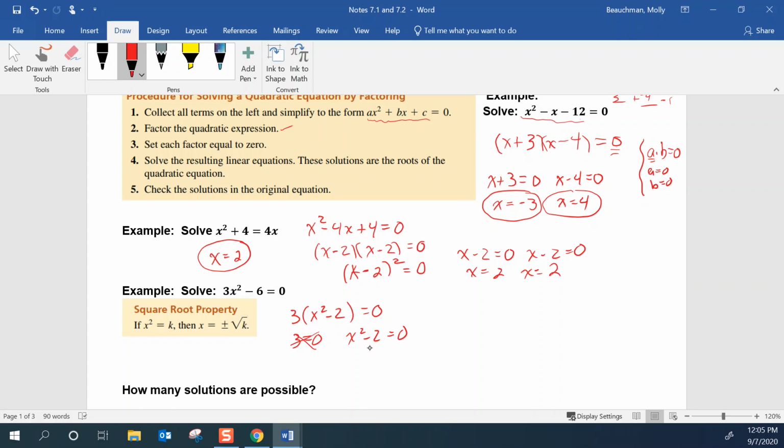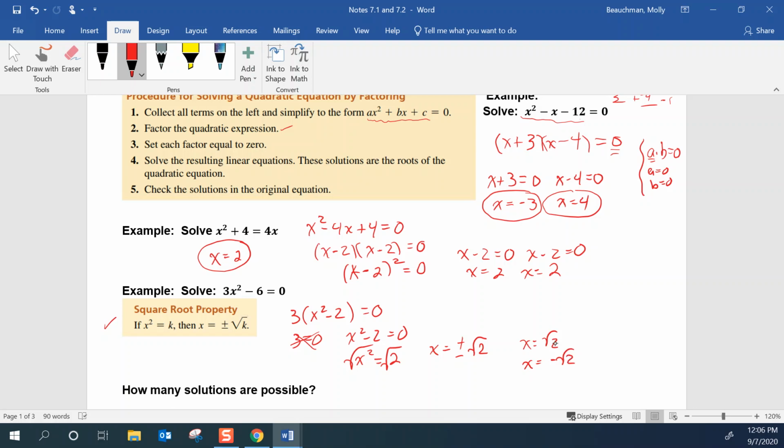Now, there's a square root property, so even though we factored out the 3, we can't factor x squared minus 2. But what we can do is isolate the x squared term by adding 2 to both sides. And then there's a property called the square root property that says if you have x squared equal to a number, then x is equal to, take the square root of both sides, x is equal to the positive and the negative of that square root of that number. So we get two answers here. x equals the square root of 2 and x equals negative square root of 2.